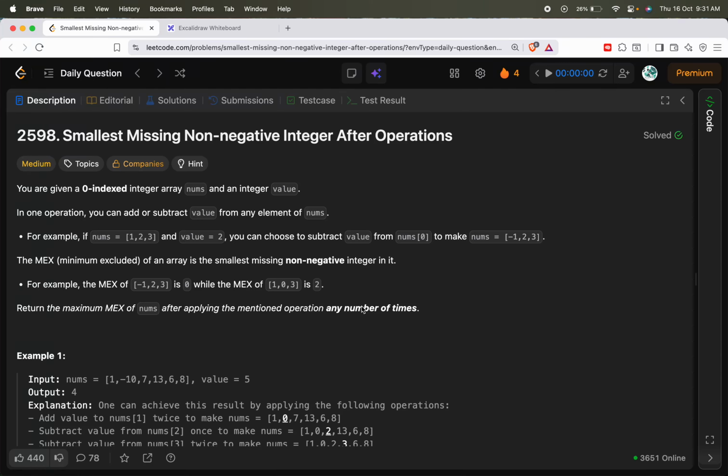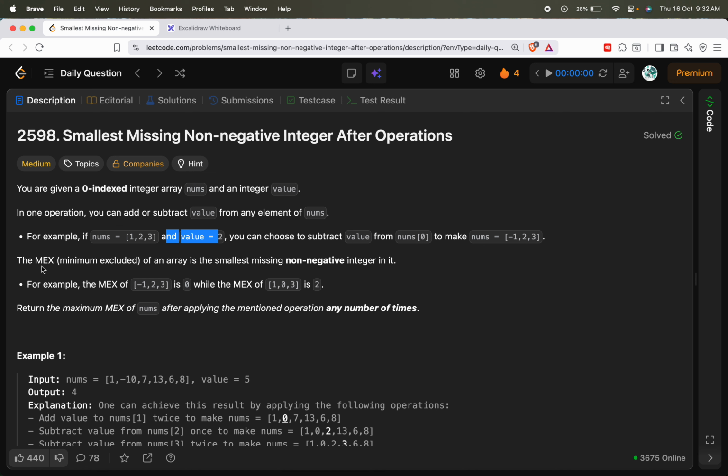Let's solve today's LeetCode problem 2598, smallest missing non-negative integer after operations. You are given a zero-indexed integer array nums and an integer value. In one operation you can add or subtract value from any element of nums. For example, if this is nums and value is 2, you can choose to subtract value from 0 and make it -1, 2 and 3.